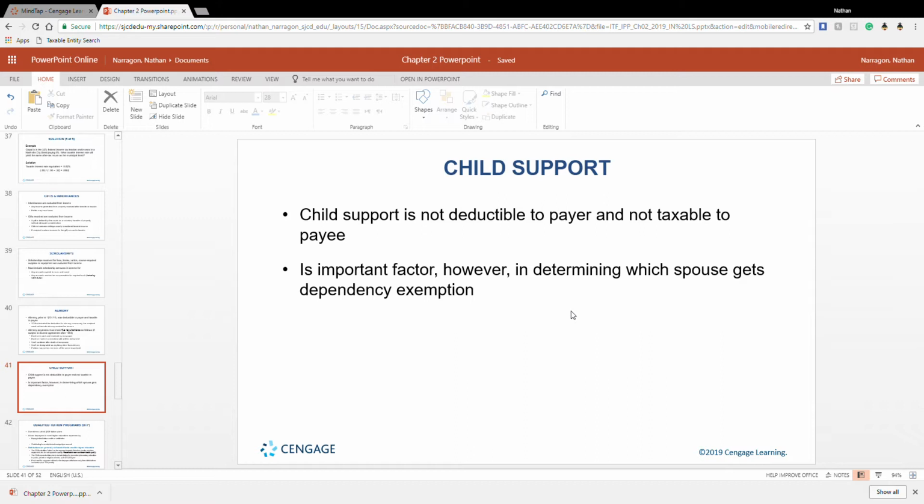If one's paying the support, then they can't claim the child because they're paying the support for the child to the ex-spouse. So the spouse that is the payee is going to have the dependency exemption. So they get that advantage. That's basically our written agreement that says that's going to happen.